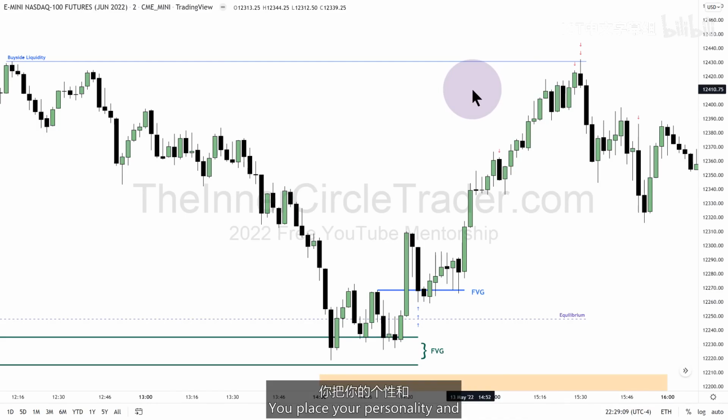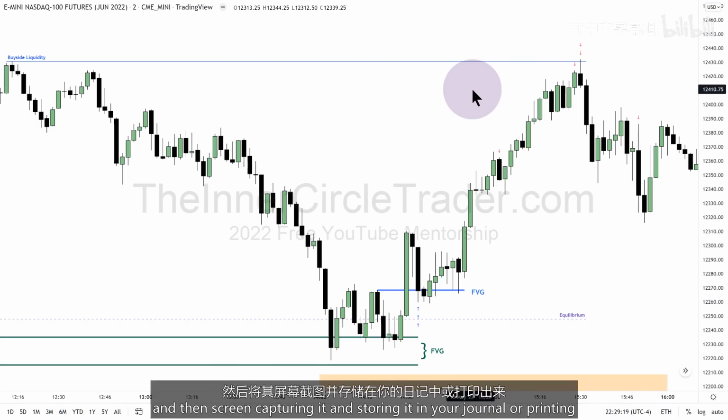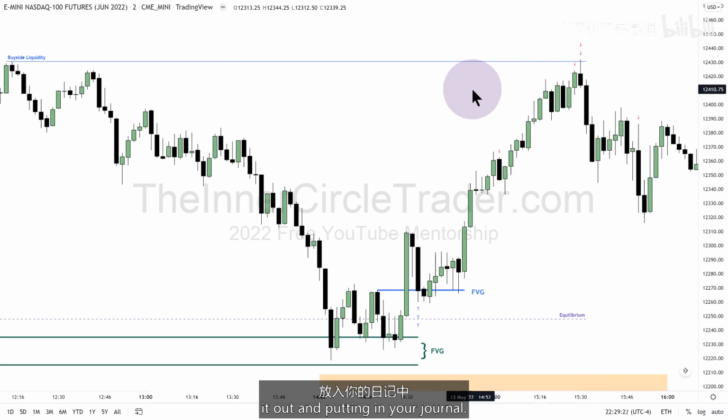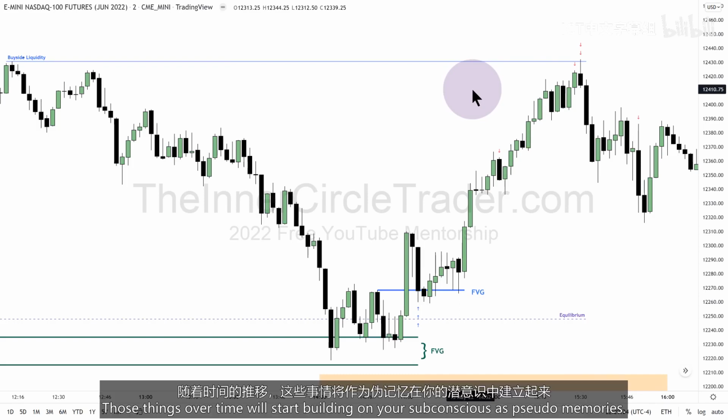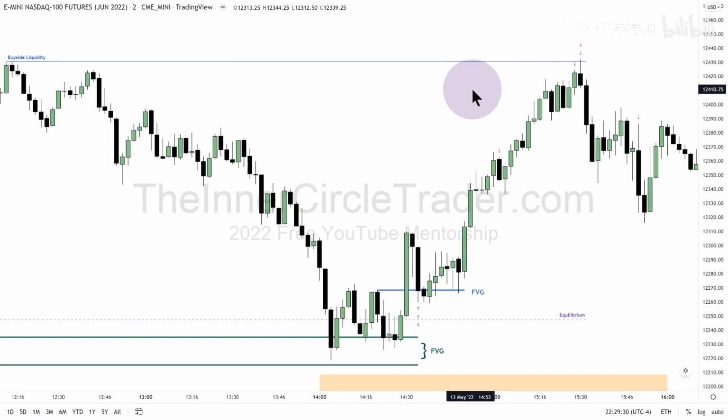How do you do that? You place your personality and your interest in the chart. So everything here, I'm giving you a narrative here. You would do the same thing, just typing it out and putting it in there, and then screen capturing it and storing it in your journal, or printing it out and putting it in your journal. Those things over time will start building on your subconscious as pseudo memories.